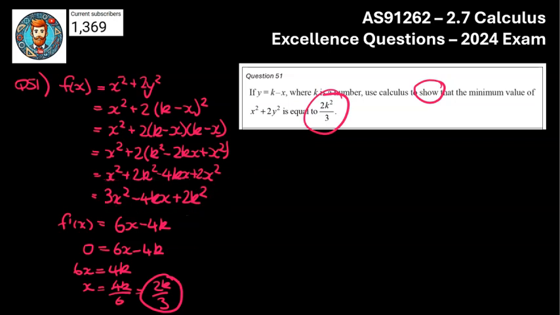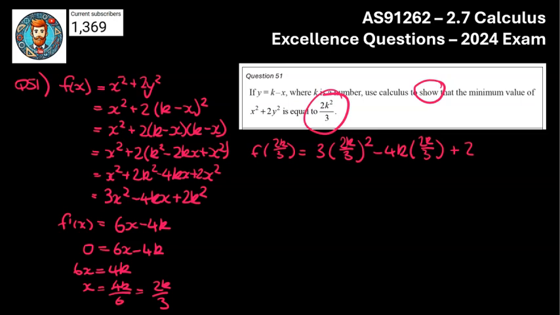So let's go ahead and do that now. So we're trying to find f when x is equal to 2k over 3. So let's do all that substitution now. So it's going to become 3 bracket 2k over 3 squared minus 4k bracket 2k over 3. And then it's plus 2 bracket 2k.